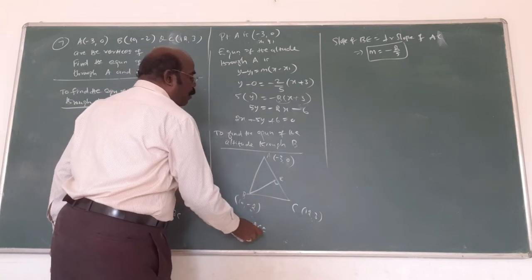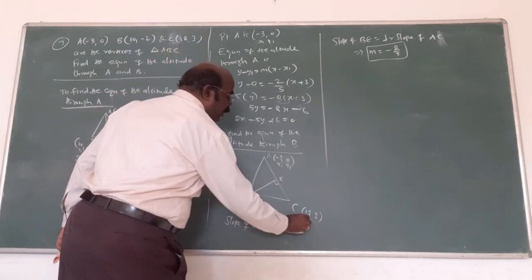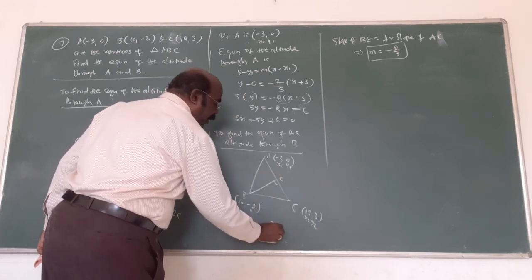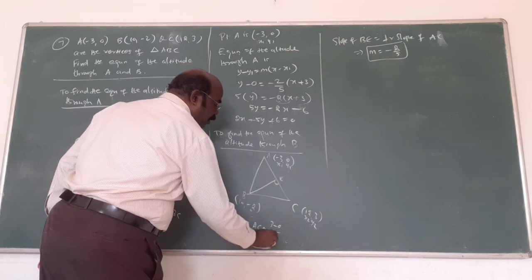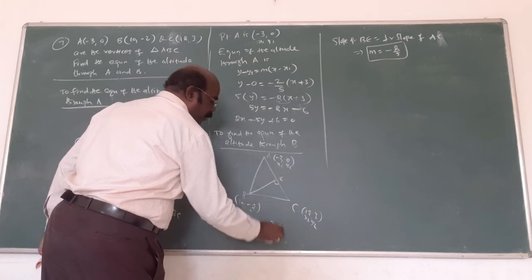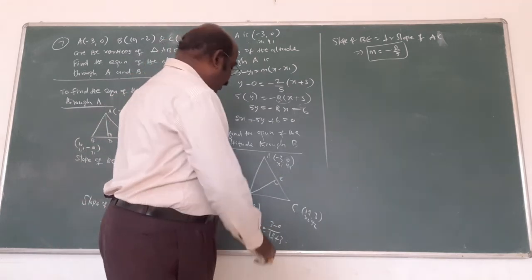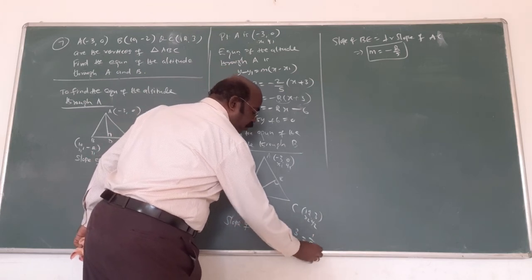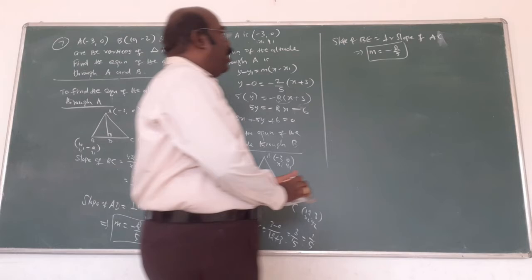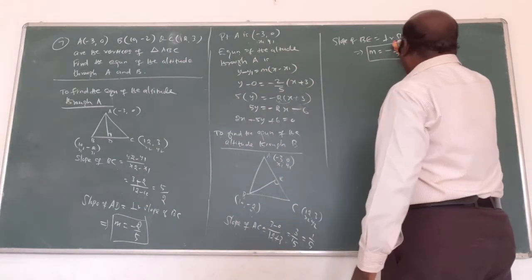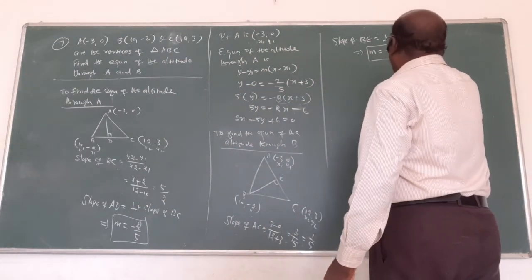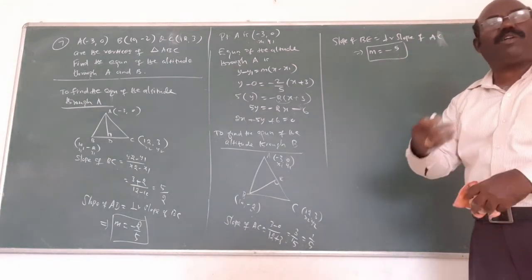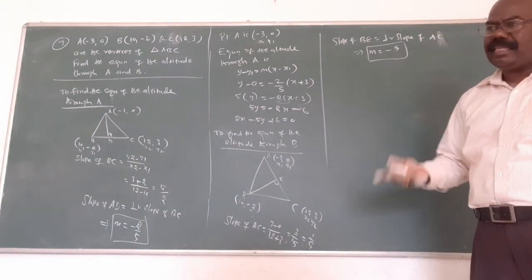The slope of AC, with x1, y1 and x2, y2, what is the formula? y2 minus y1: 3 minus 0, over 12 minus minus 3, which is 12 plus 3, so 3 by 15, which is 1 by 5. Am I correct? Now change the sign and take the reciprocal: minus 5 by 1, that is minus 5.